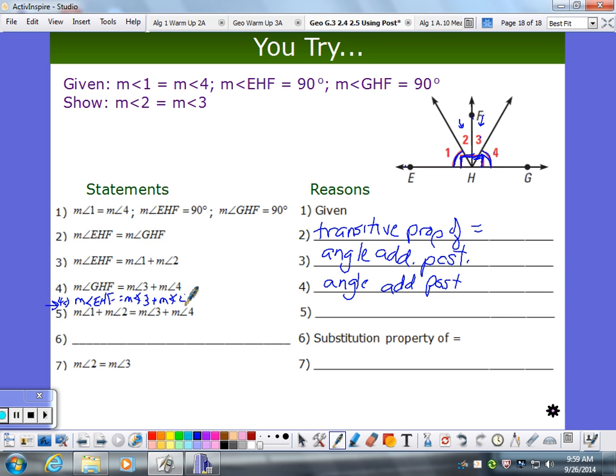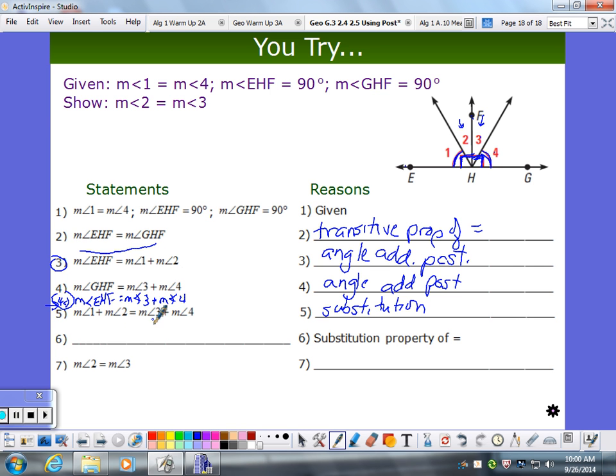Now, why can I do that? I just changed this one to that one. How come I can do that? Look up here. We've already established that these two have the same measure, right? So that is substitution. I'm substituting in EHF wherever I see a GHF. That might make the next step clearer, because if you look at step 3 and my new step, EHF is 1 plus 2, and EHF is 3 plus 4.